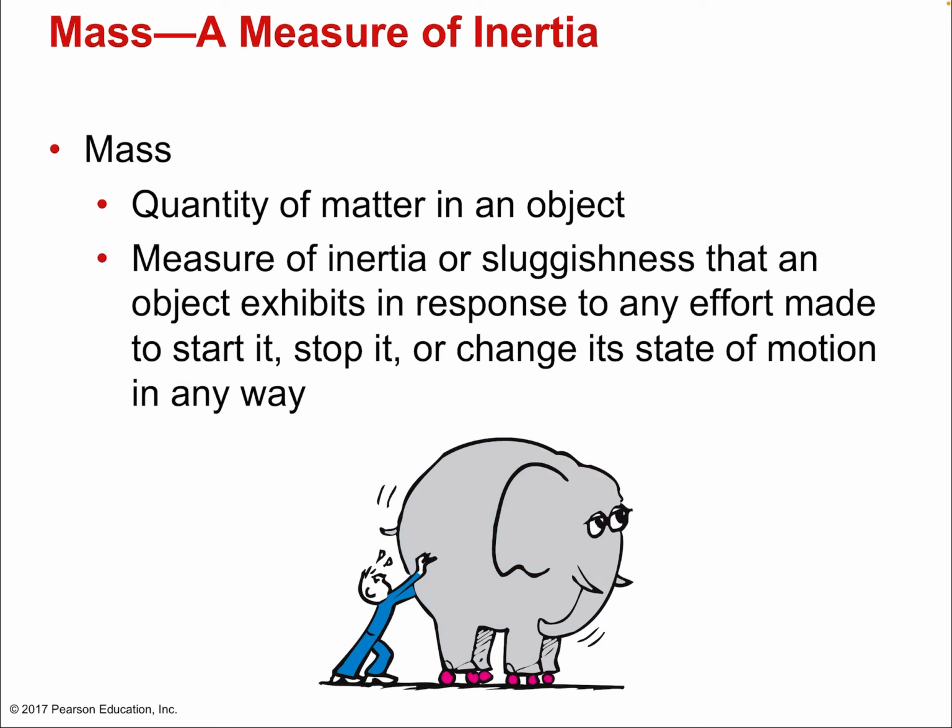Okay? So what is mass? It's a quantity of matter, okay? Way to quantify matter. It's the measure of inertia. Now, a great way to think about inertia is the sluggishness that an object exhibits, okay? It's a great way to remember it. Inertia, mass, is the sluggishness of matter.